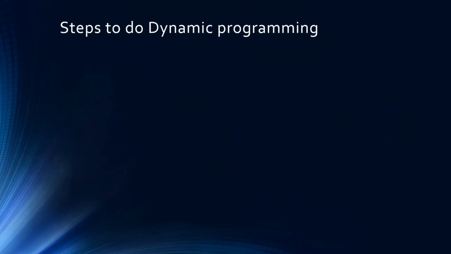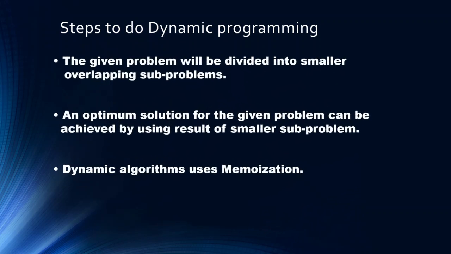Steps to do dynamic programming. The given problem will be divided into smaller overlapping subproblems. So when there is a huge problem, it can be divided into smaller subproblems to get a result. When we divide this into smaller subproblems, each subproblem will give you a result. From those results, you can finalize or take the best result out of that.